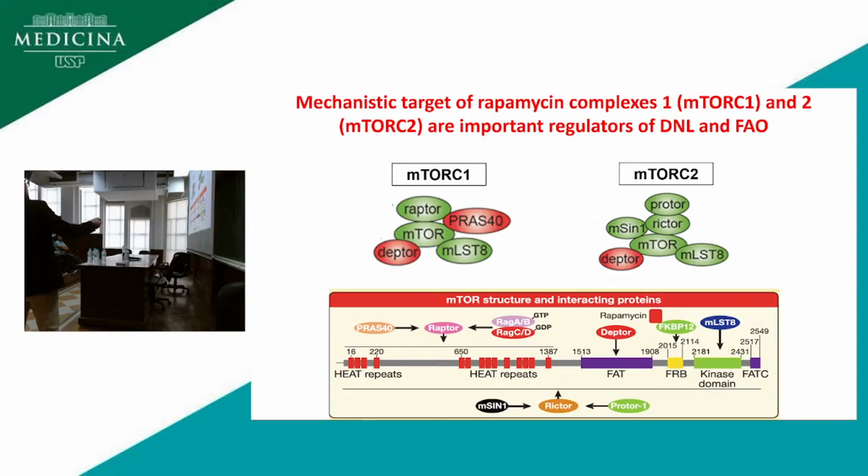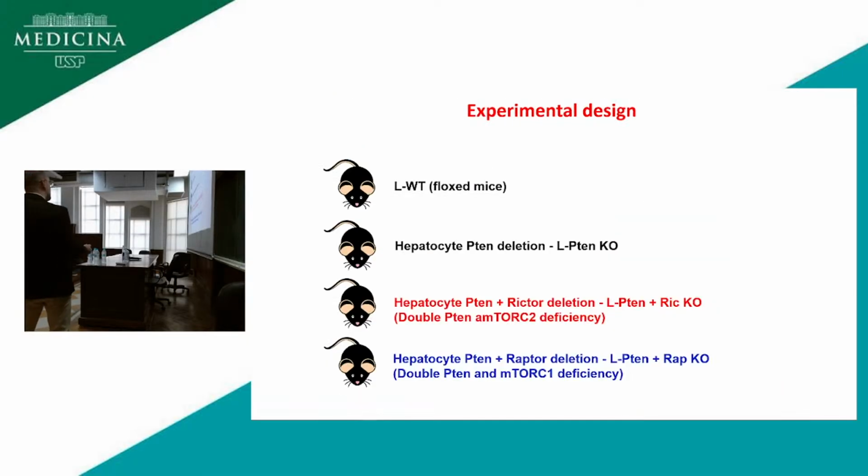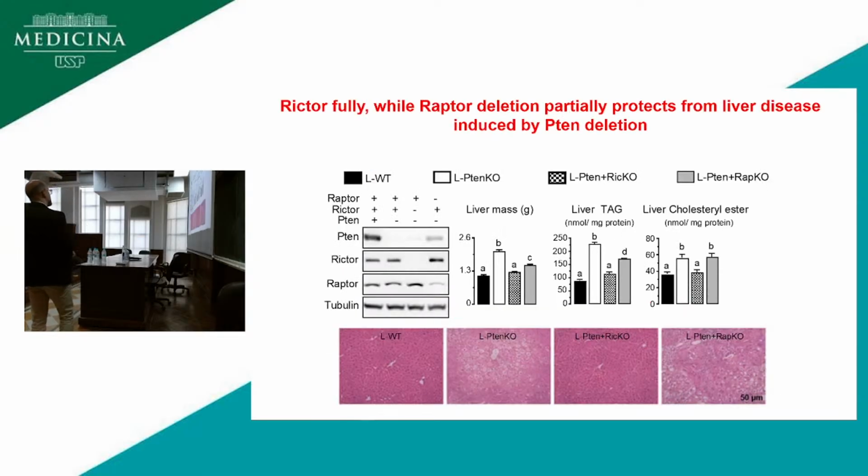So to investigate the role of these two protein complexes in the phenotypes that I have shown you so far, we produced mice with double deletion of PTEN and rictor. So these mice show a deletion of PTEN and are mTORC2 deficient. And we also produced a mouse with PTEN plus raptor deletion in hepatocytes. So these mice have a double deletion of PTEN plus mTORC1 deficiency in hepatocytes.